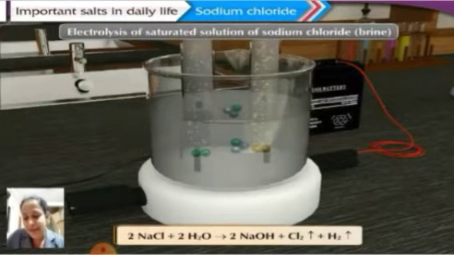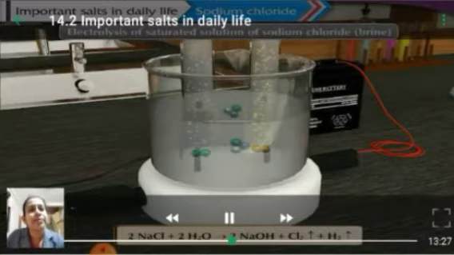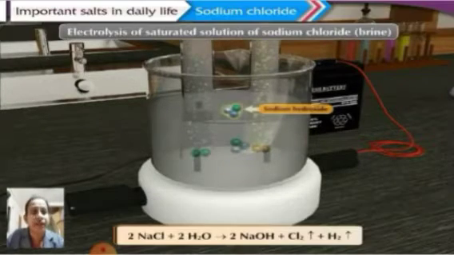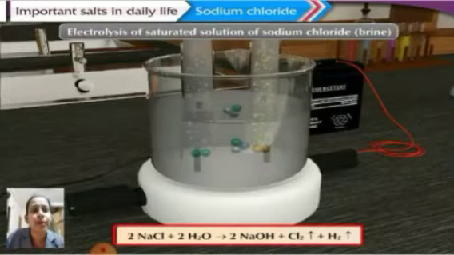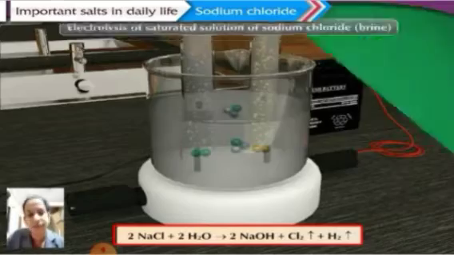Fine. And you also get another basic compound, a very important compound called sodium hydroxide. Okay, so this is how, through electrolysis, chlorine gas can be obtained. Let us see a little further now.